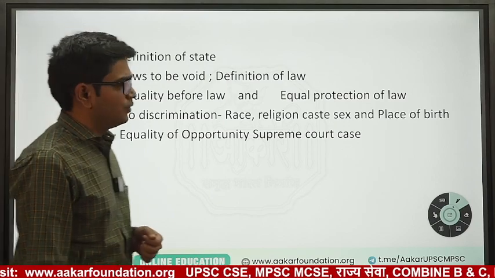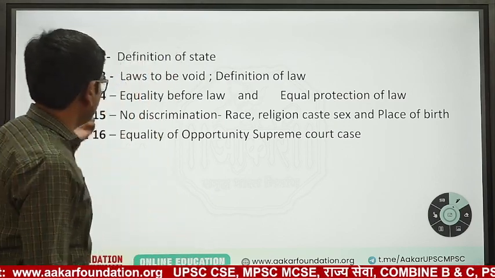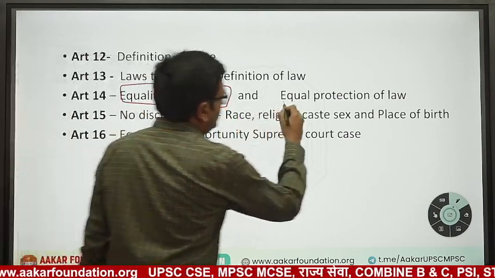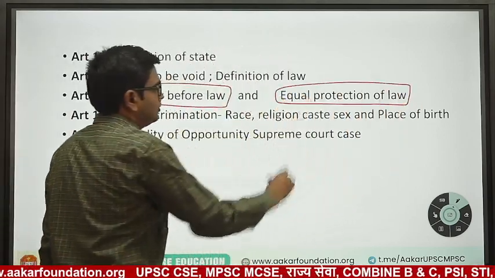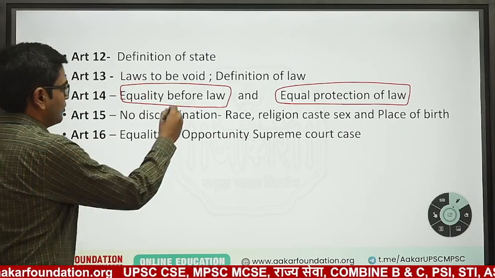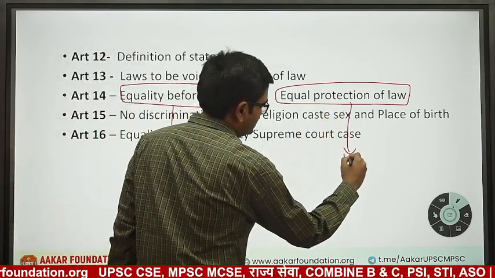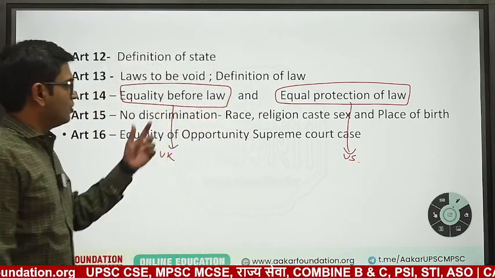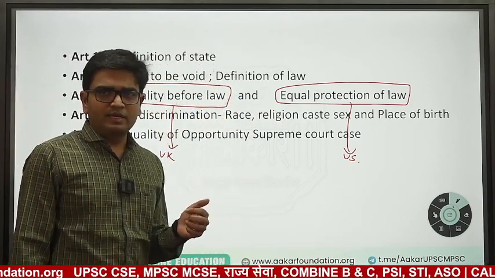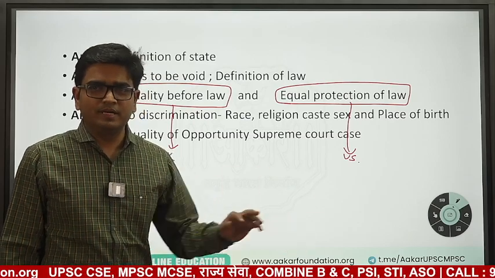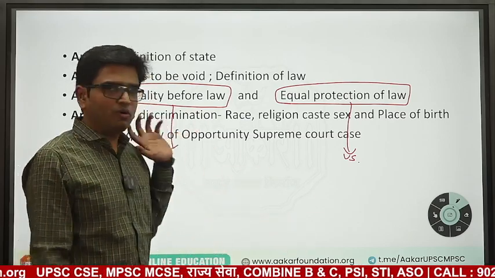Equality before law and equal protection of law under Article 14. Now you should know equality before law and equal protection of law. These are two different terms. Equality before law comes from UK. These concepts come from US. Equality before law means everyone is equal before law, whether he be a minister or a watchman. If both of them have committed a crime, they shall be equally punished. That is equality before law.